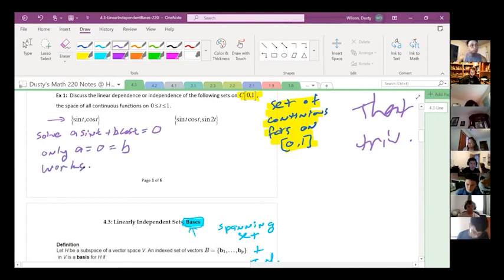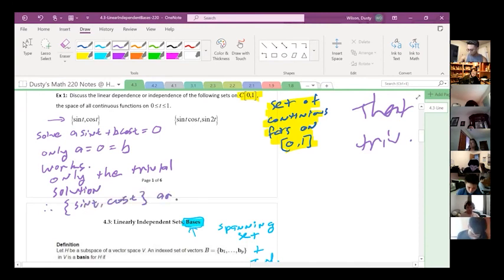And just to be clear, I'm not saying that they would never equal 0, but I'm saying that if you graphed the left side of the function, suppose you chose 2 and 3. I'm saying if you graphed something like 2 sine t plus 3 cosine t, would you get a graph that was the horizontal line y equals 0? And no, you wouldn't. So here you have only the trivial solution. So therefore, you would say that sine t, cosine t are linearly independent.